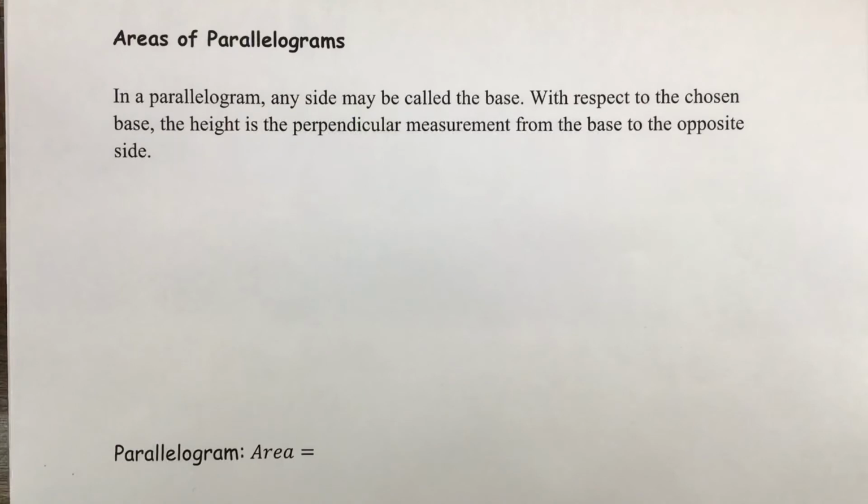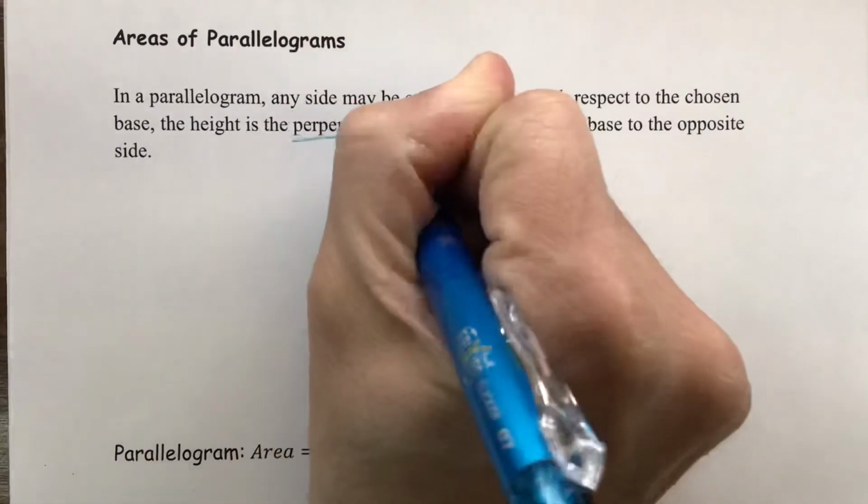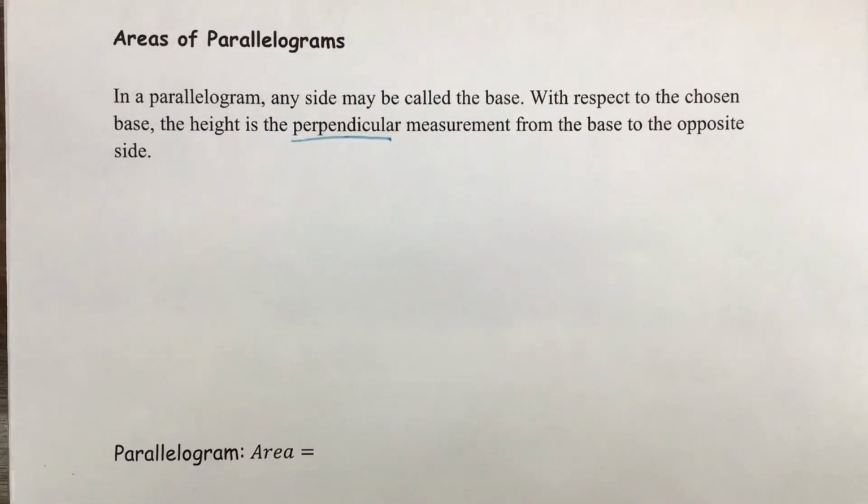All right, so next, let's take a look at how we would calculate the area of a parallelogram. In a parallelogram, any side can be called the base. With respect to the chosen base, the height is the perpendicular measurement from the base to the opposite side. The key word here is perpendicular. This is actually going to be the key to figuring out the area of any shape. When we think about all the formulas we've seen in the past, or any that we're going to see in this unit, the multiplication is going to happen between perpendicular measurements.